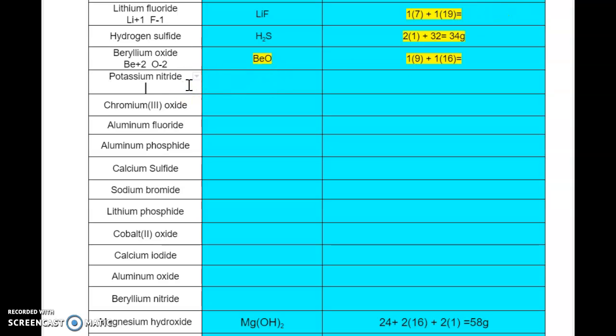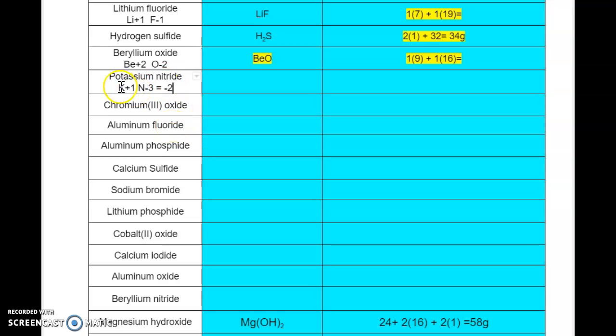This one's going to be a little different. Potassium nitride. So potassium is in group 1. Nitride is in group 5 or 15, so it would have a charge of -3. These charges are not the same. So what we're going to do is add them until we get to equal 0. So +1 and -3, if you add those two numbers together, you get a total of -2.